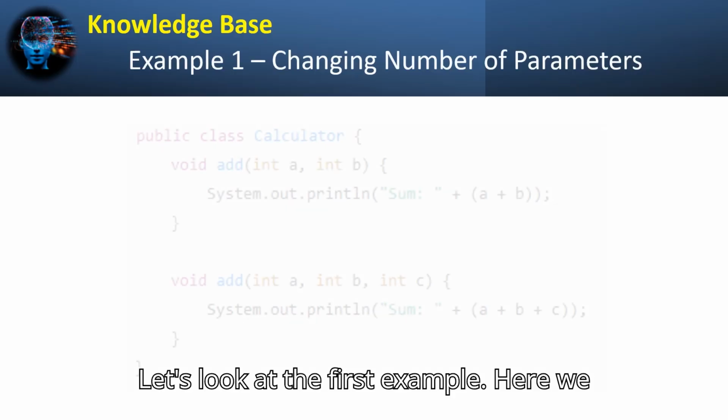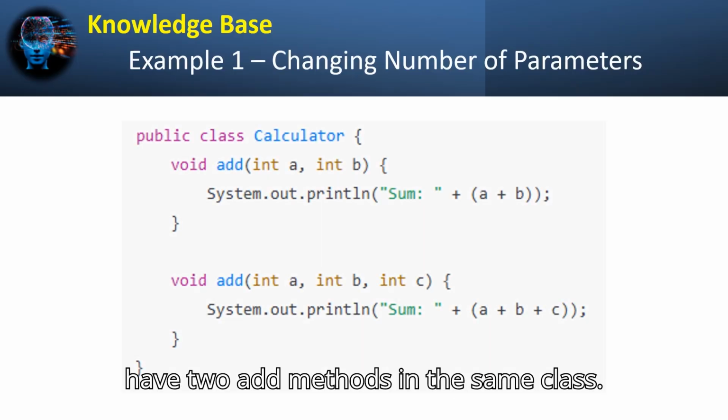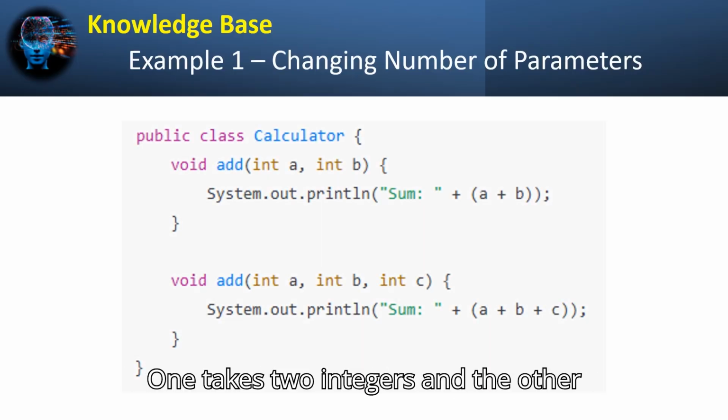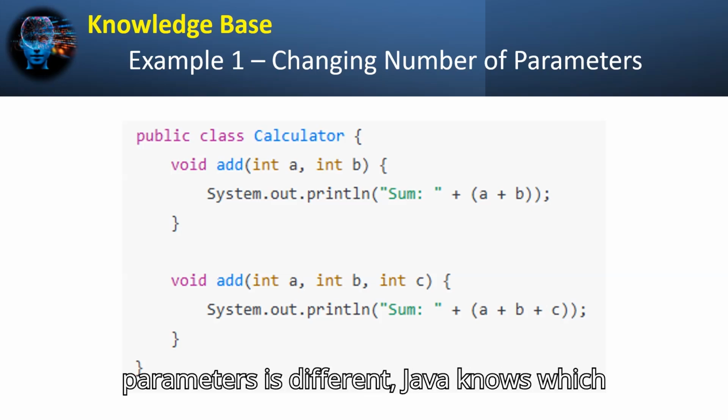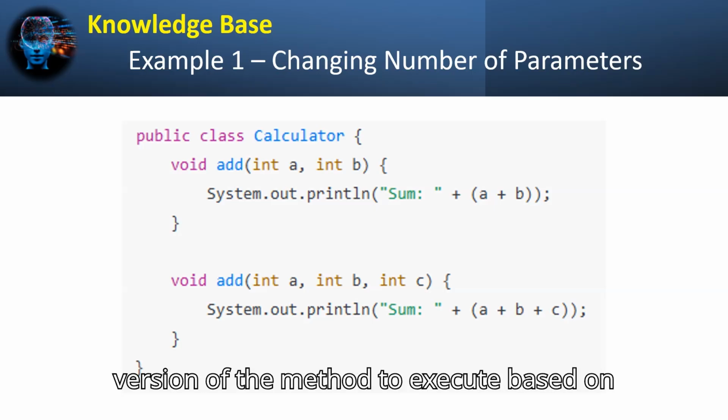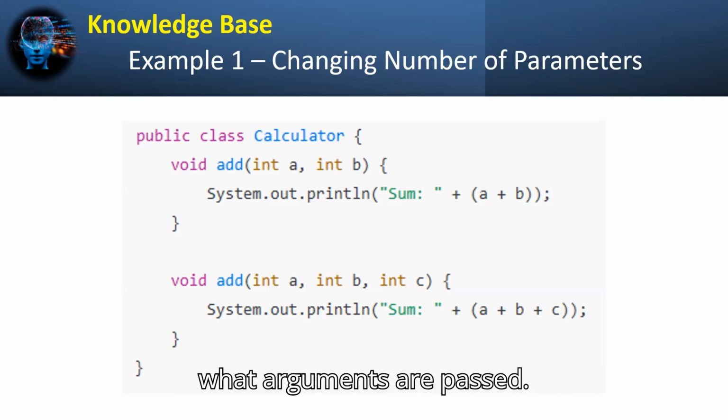Let's look at the first example. Here we have two add methods in the same class. One takes 2 integers and the other takes 3. Because the number of parameters is different, Java knows which version of the method to execute based on what arguments are passed.